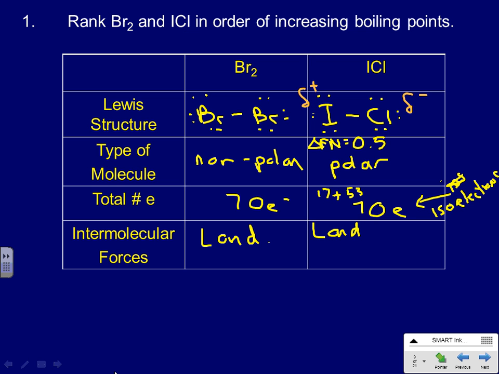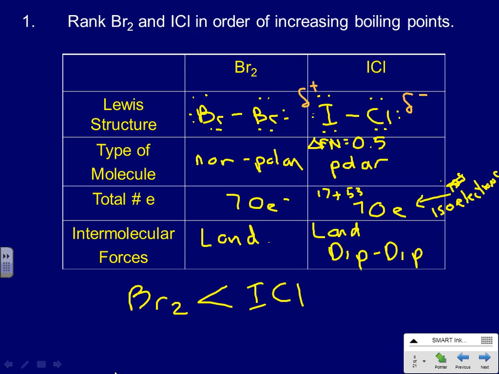London. What types of intermolecular forces are taking place here? London and, yep, dipole-dipole. So if we're going to put this in order of increasing boiling points, again, now we're picking boiling points instead of melting points. It doesn't matter. What's going to have the lowest boiling point of these two chemicals? Br2. Br2 less than ICl.